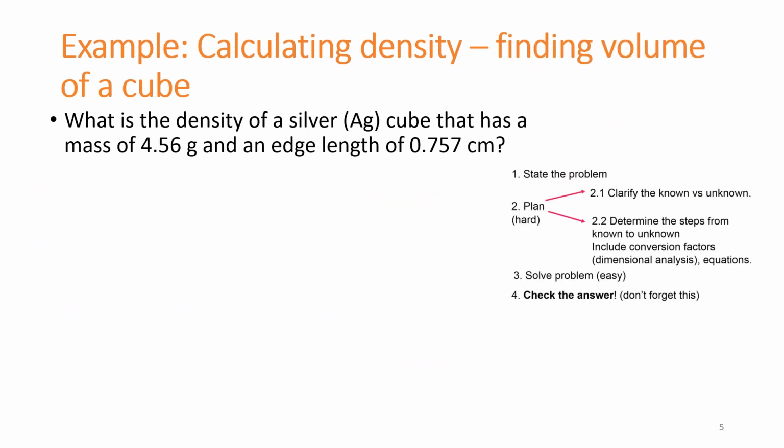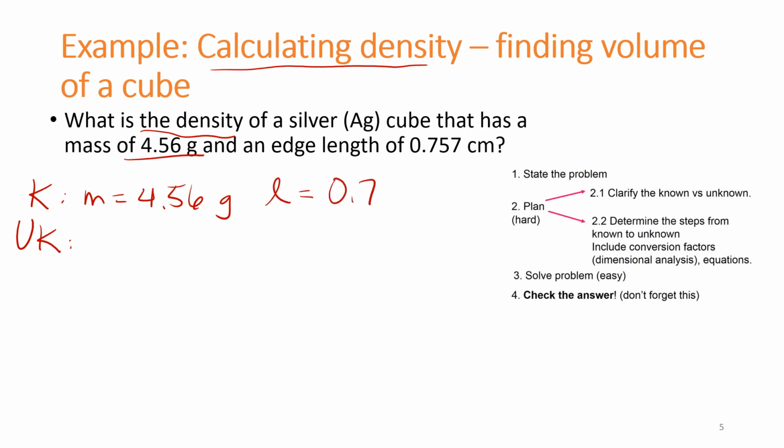So in this example, we are calculating density again, finding the volume of a cube. In this case, the problem doesn't explicitly give us the volume. We actually have to go and calculate it ourselves. So it's asking for density, right? So let's find our known and our unknown. For known, we have our mass, and then we have a length of 0.757. And specifically, I want you to notice that it's a cube.